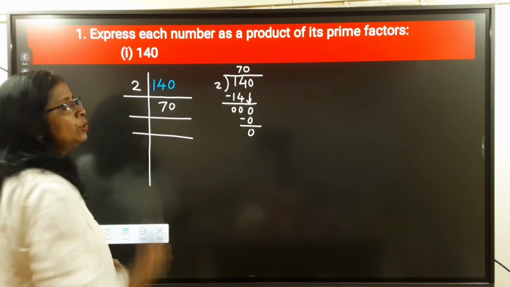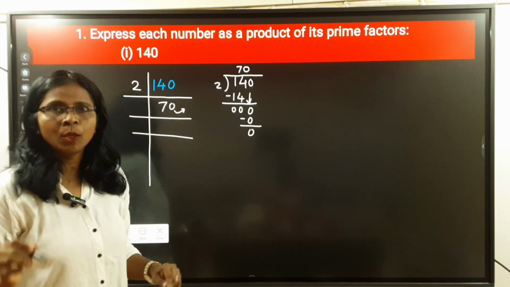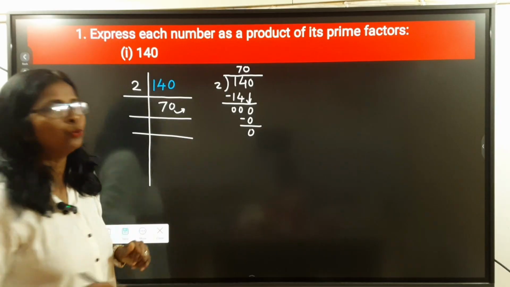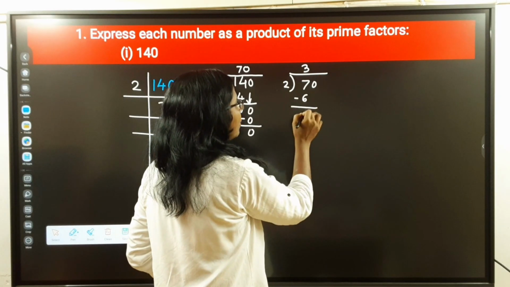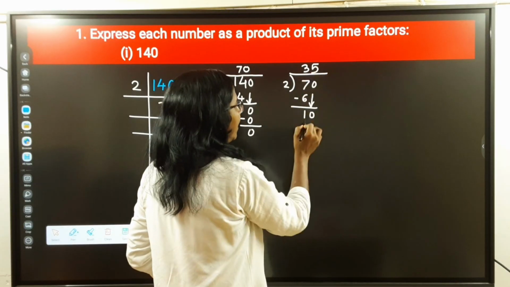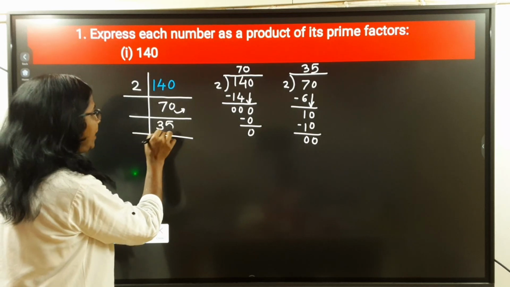So here I write 2. Now here, students, we have 70. At the unit place there is a 0, so this number is also divisible by 2. So 70 divided by 2: 2 3s are 6, then 10, 2 5s are 10. So we get 35. I write here 35 and here 2.